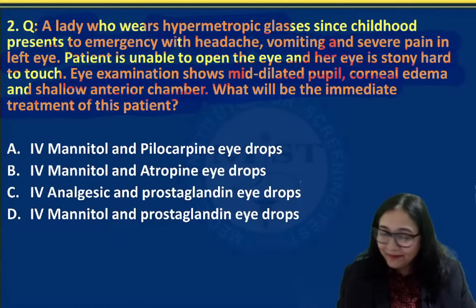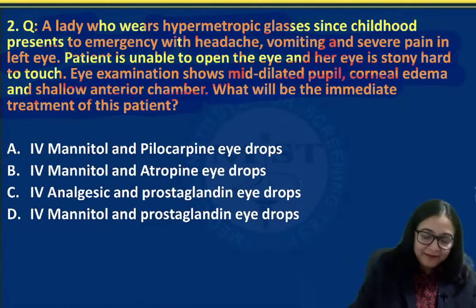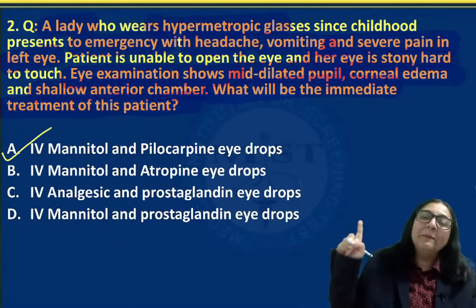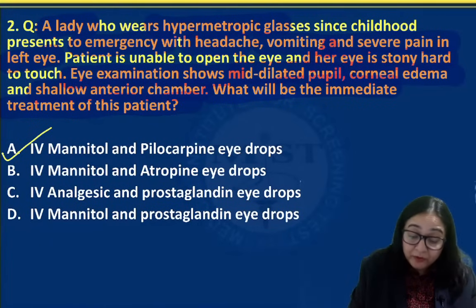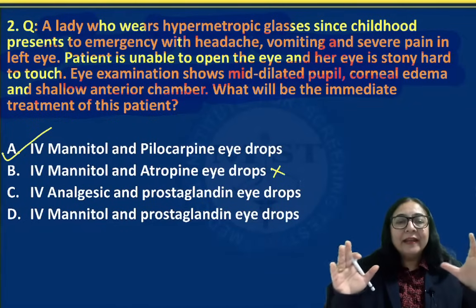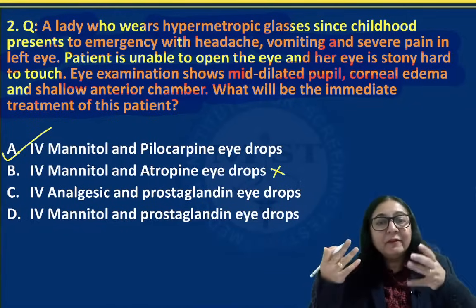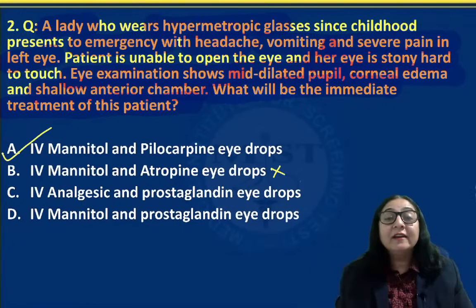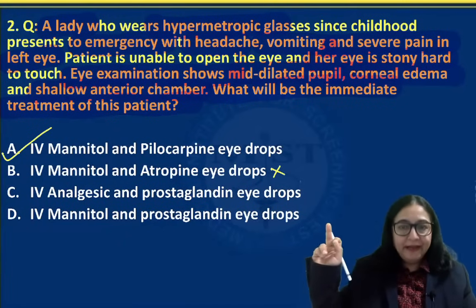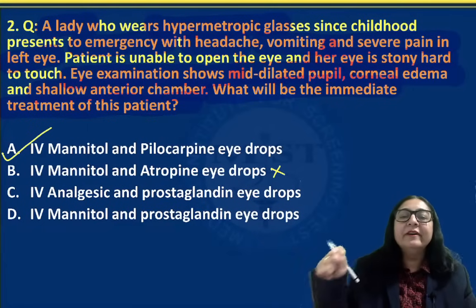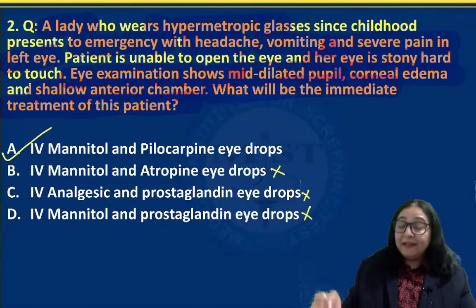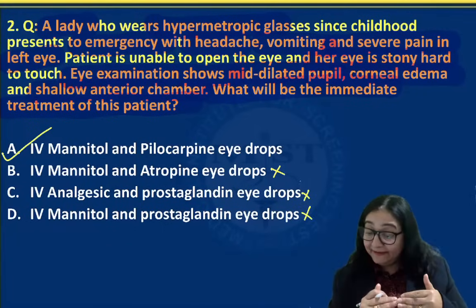Okay, beta? Right? So coming to the options here, choice A is your answer, intravenous mannitol and pilocarpine eye drops. Of course, you are not going to give atropine. Atropine is going to make it worse. Here there is no role of analgesics. The pain is not due to some inflammation. The pain is due to high intraocular pressure. Prostaglandin eye drops are not going to work here because pupil block will be reversed only by giving pilocarpine. So you might give other anti-glaucoma drugs once the acute attack has settled.